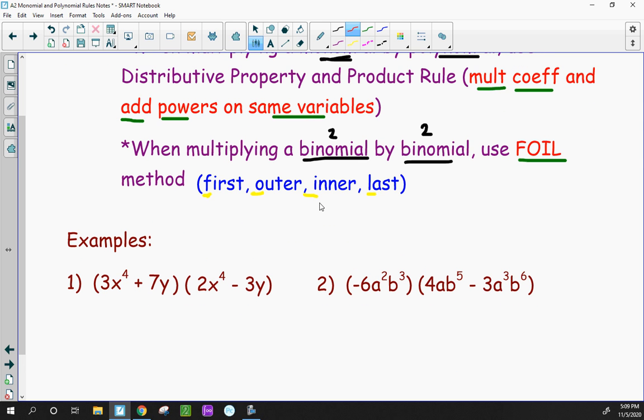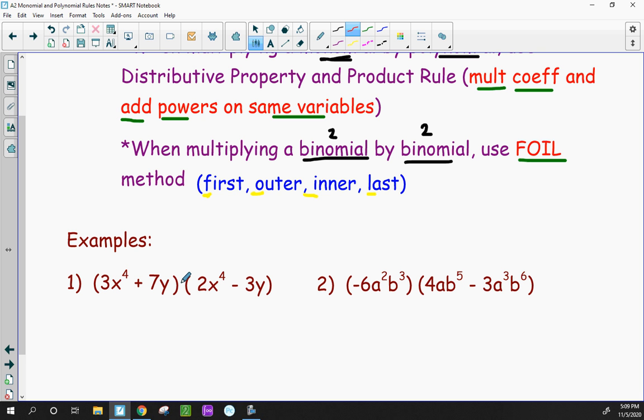Okay, so we're going to take a look at example 1. And I want you to notice in example 1, I do have two terms in the first parentheses. Plus sign helps me see that. This is a polynomial, many terms, but more specifically, it's a binomial because it has two. The second parentheses also has two terms. So I have a binomial times a binomial. I do not see a plus or minus sign in between.